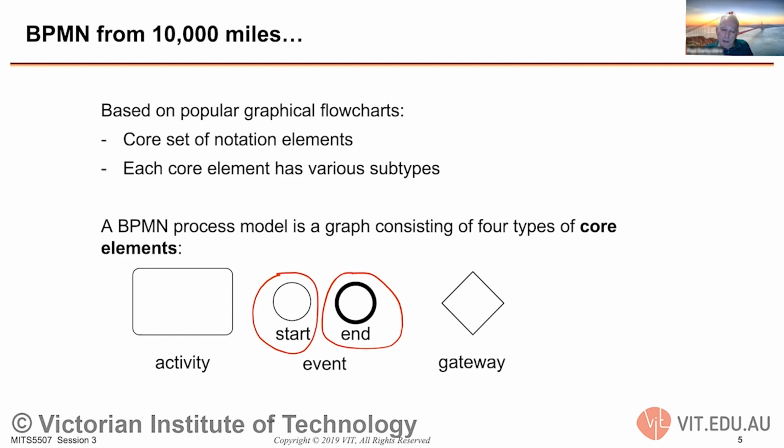The gateway symbol is a diamond shape, and this fulfills a similar role to a decision in a flowchart. Basically, the gateway allows us to split a process flow up into multiple flows, or allows us to gather together multiple flows and then exit with a single flow. So we can use it to split or to gather up flows. And of course, we use an arrow for a sequence flow.